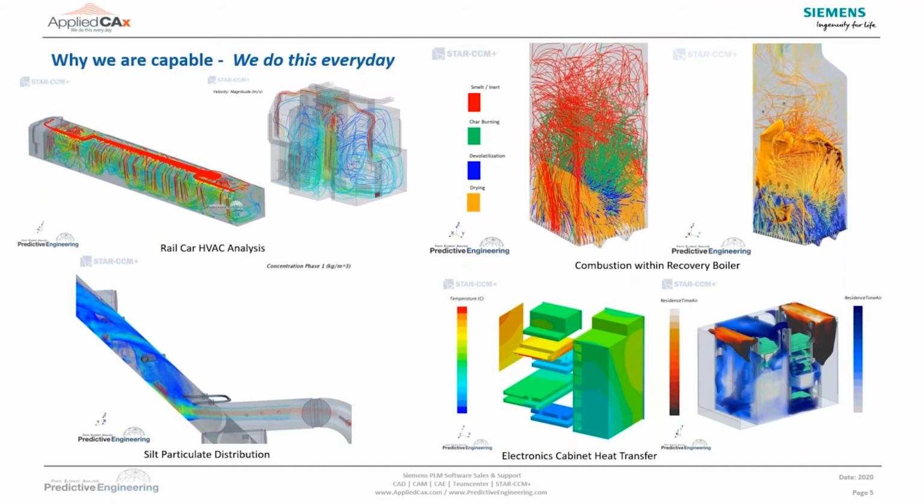Some of our more complex analyses take advantage of the multi-phase capabilities in STAR, like combustion in a recovery boiler where we're using solid fuel bark and tracking paths and the devolatilization, drying, and combustion. A little bit on the easier end is silt dispersion within pipes. And then also an electronics cabinet that includes conjugate heat transfer, radiation, and heat loads from the outside. And the thing with all these is that the geometry was all created in STAR, or at least heavily modified within STAR using the CAD tools that were provided.